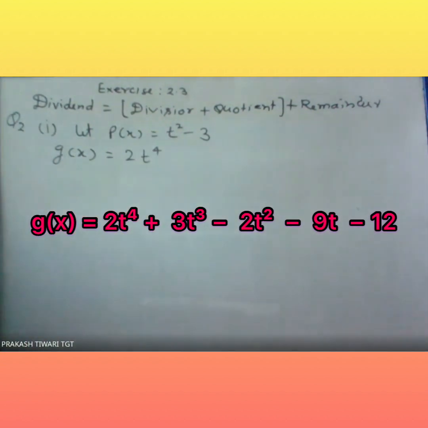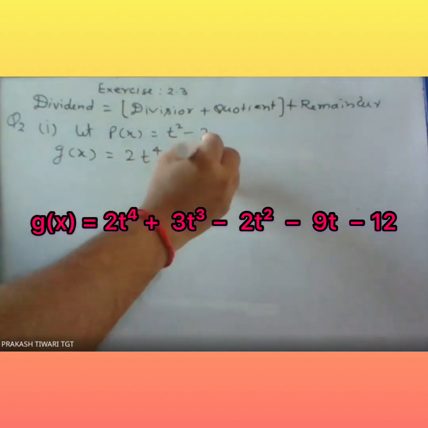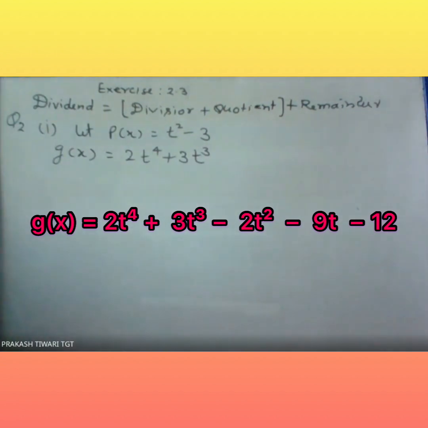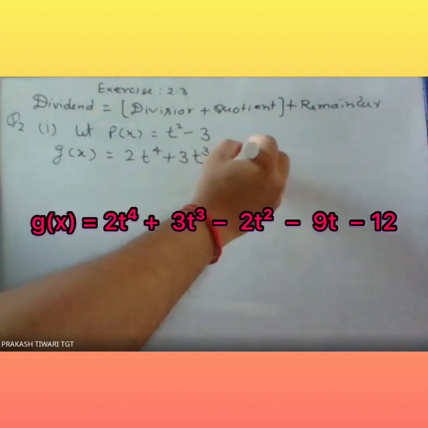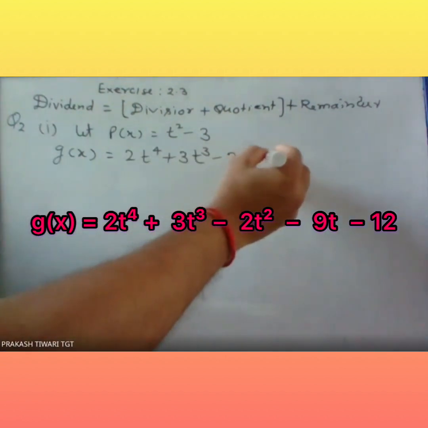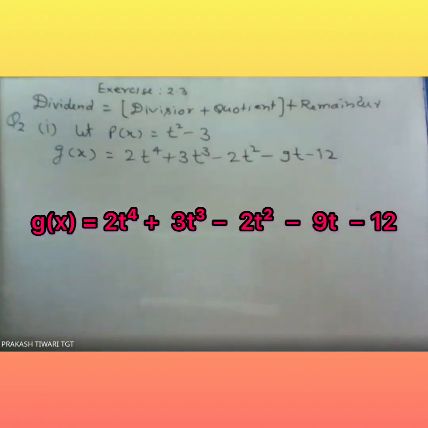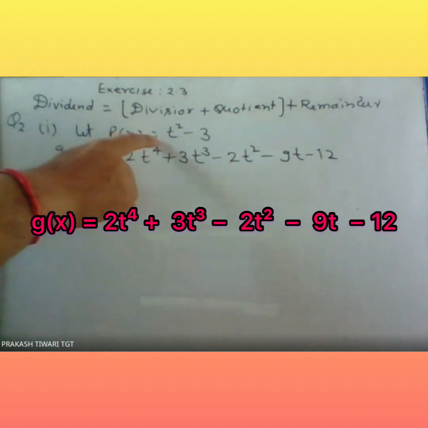After that 3t cube, and then minus 2t square, and then minus 9t, minus 12. So this is the second polynomial. What is the requirement? To show that this polynomial is a factor of this second polynomial. So for this, we will show here the remainder is always 0.